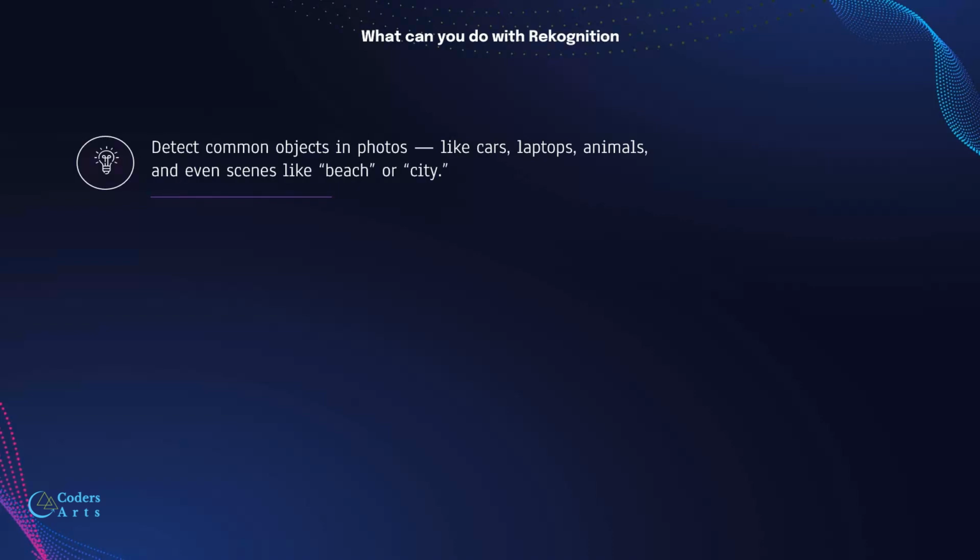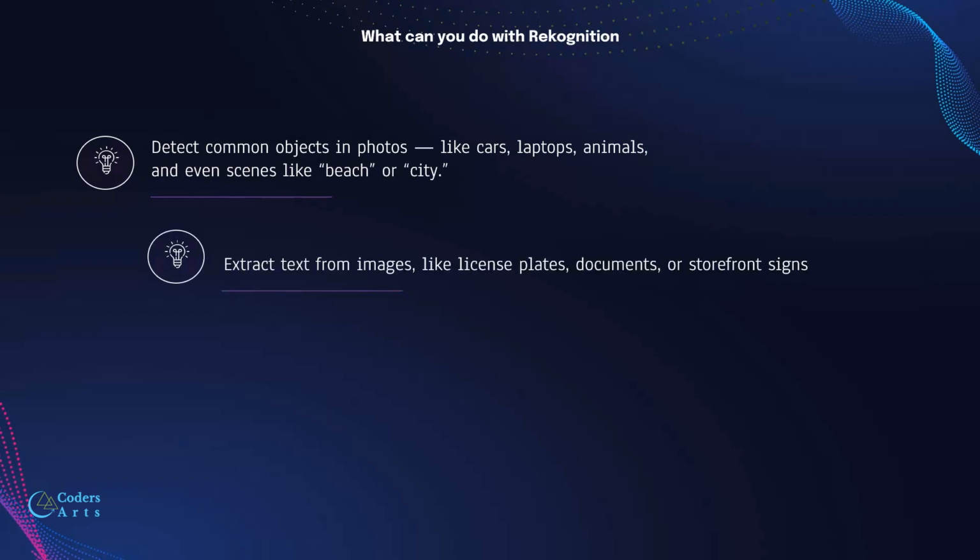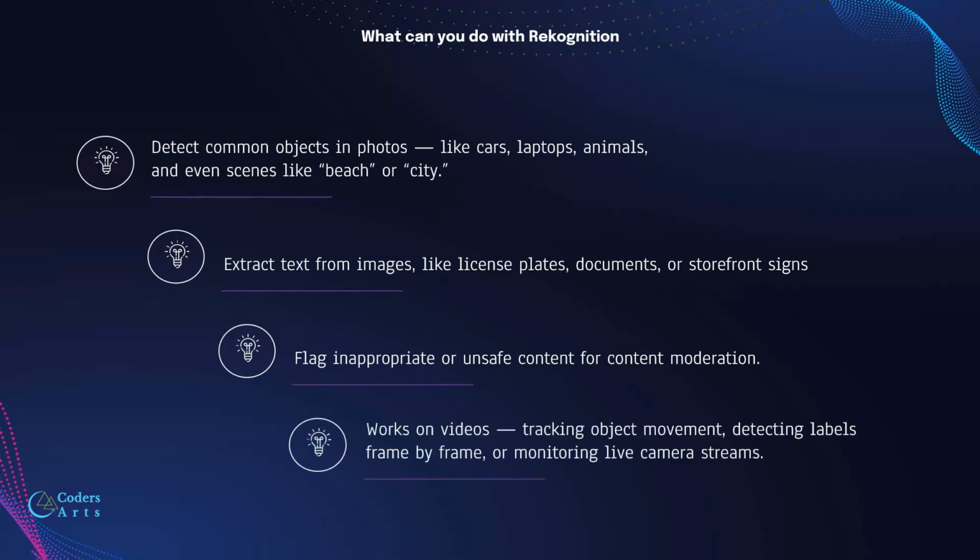You can detect common objects in photos like cars, laptops, animals, or even scenes like beach or city. You can extract text from images like license plates, documents, or storefront signs. Using Rekognition, you can also flag inappropriate or unsafe content for content moderation. And it even works on videos, tracking object movement, detecting labels frame by frame, or monitoring live camera streams.